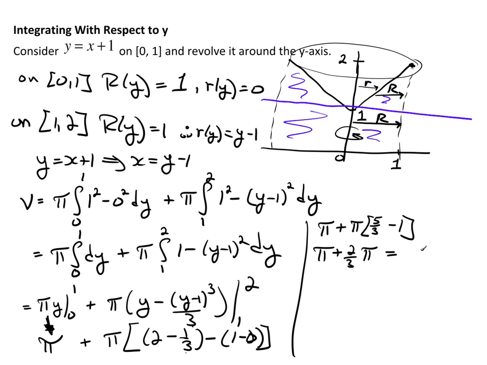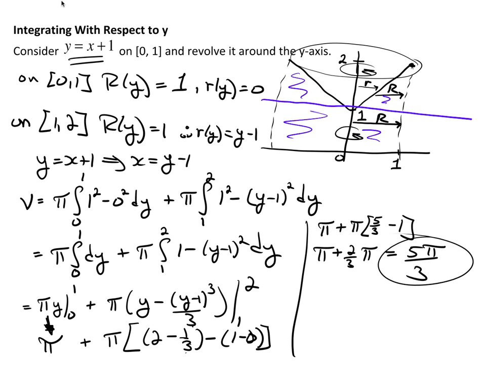So this is actually going to be 5 pi over 3. So the volume of this whole thing, when I took this function and revolved it about the y-axis, is 5 pi over 3 cubic somethings, whatever the units I happen to be working in.